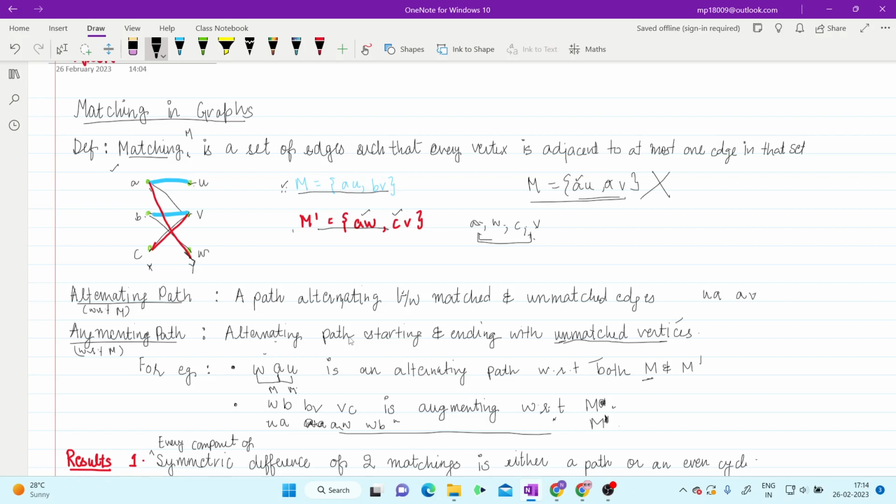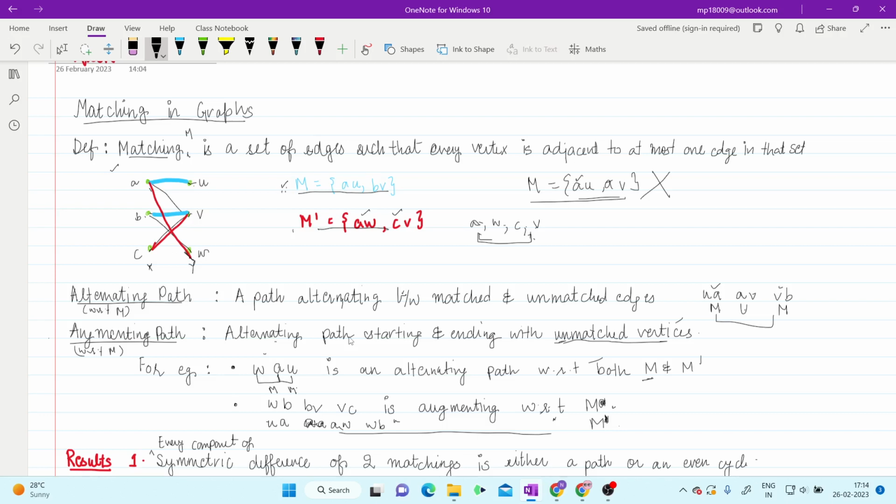And if I take VB, it is matched with respect to B. So the first edge is matched, the second edge is unmatched, and the third edge is matched. So this is an alternating path because it is alternating between matched and unmatched edges.